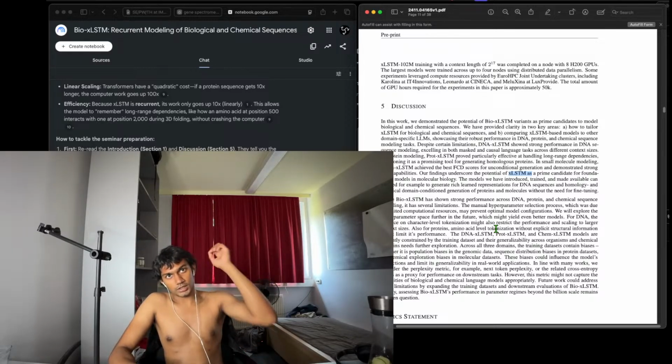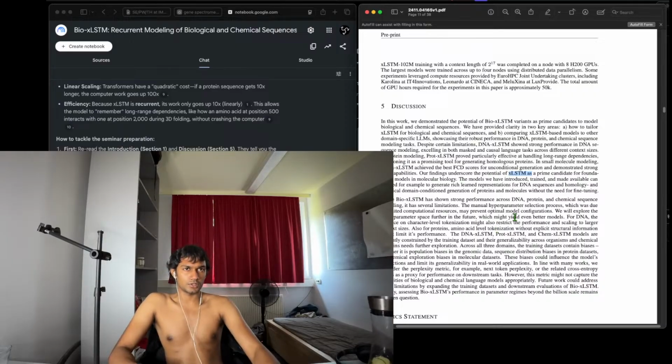While BioXLSTM has shown strong performance across DNA, protein, and chemical sequences modeling, it has several limitations. The manual hyperparameter selection process, which is due to limited computational resources, may prevent optimal model configuration. We will explore the hyperparameter space further in the future, which might yield even better models. For DNA, the reliance on character-level tokenization might also restrict performance and scaling to larger context sizes.